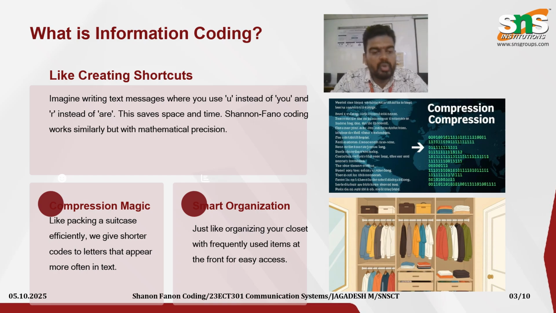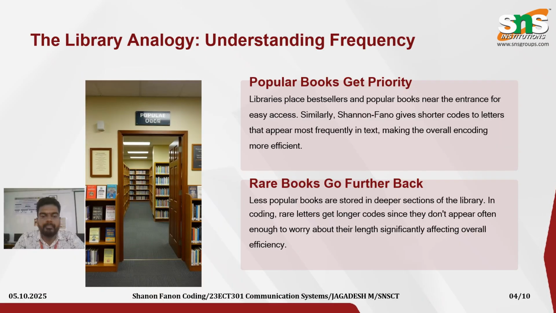And compression magic. Like packing a suitcase efficiently, we give shorter codes to letters that appear more often in text. And smart organization, just like organizing your closet with frequently used items at the front for easy access. There is an analogy for a better understanding of frequency. Popular books get priority. Libraries place bestsellers and popular books near the entrance for easy access. Similarly, Shannon-Fano gives shorter codes to letters that appear most frequently in text, making the overall encoding more efficient.